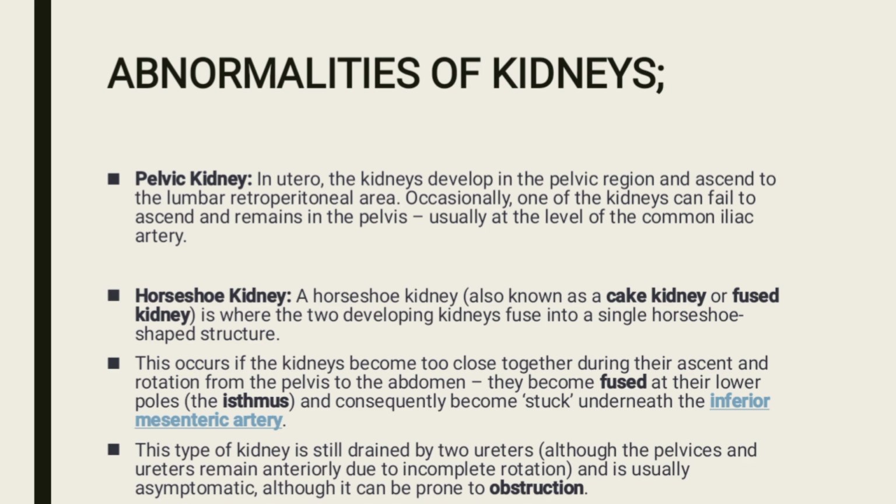A horseshoe kidney is also known as cake kidney or fused kidneys, where two developing kidneys fuse into a single horseshoe shaped structure, sharing an isthmus between the lower poles of both kidneys. This occurs if the kidneys become too close together during their ascent and rotation from the pelvis to the abdomen. They become fused at their lower poles, the isthmus, and consequently become stuck underneath the inferior mesenteric artery. This type of kidney is still drained by two ureters, although the pelvises and ureters remain anterior due to incomplete rotation, and it is usually asymptomatic, although it can be prone to obstruction.